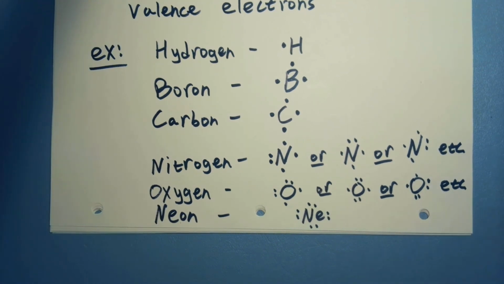Okay, so we got one more video for this section. I'm going to talk about electronegativity and its trends on the periodic table. And then that'll be it for this. And then we'll start putting together atoms in the next section and making compounds.